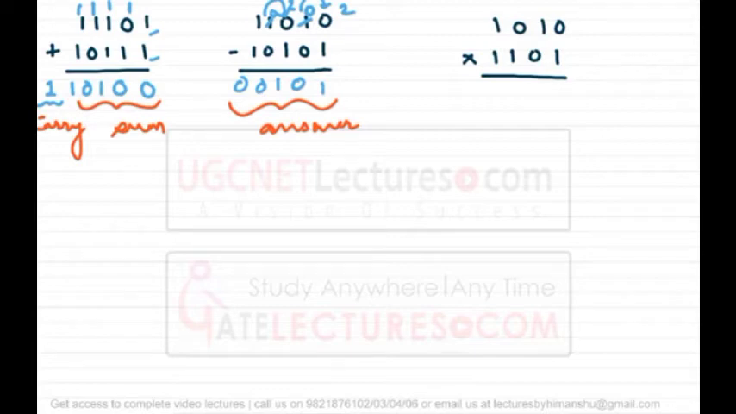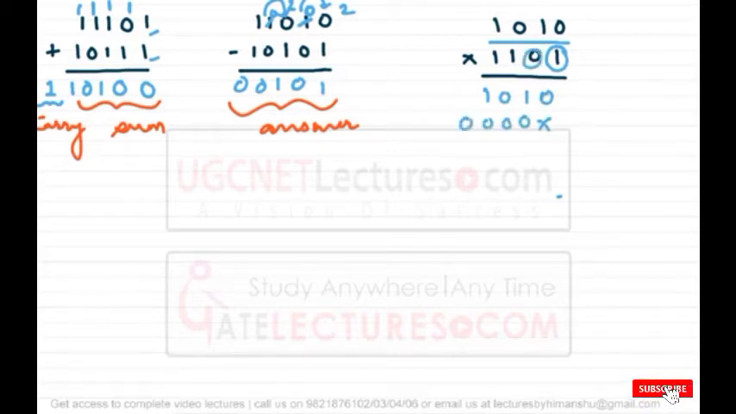Just follow the conventional, normal procedure that you're following. We multiply the complete number with the LSB of this number. So what do you get? You get 1010. Then you put a cross here and multiply the complete number with 0. You get 0. Then you put 2 crosses here and repeat the same thing. Multiply the complete number with 1.